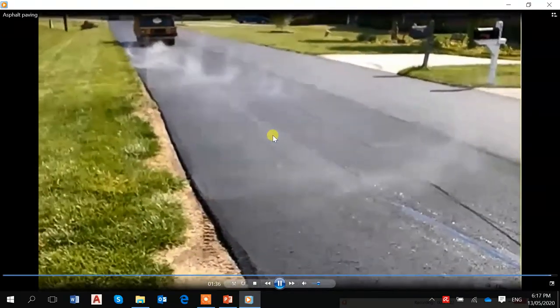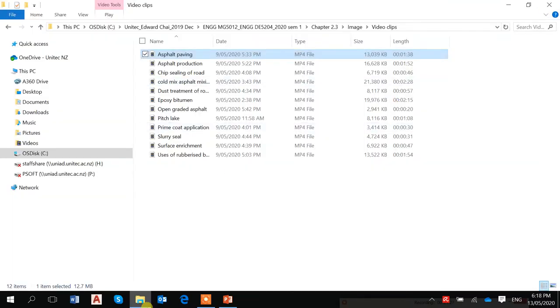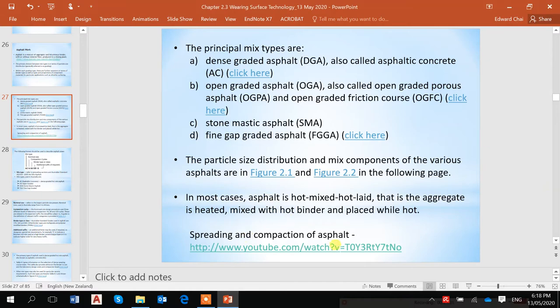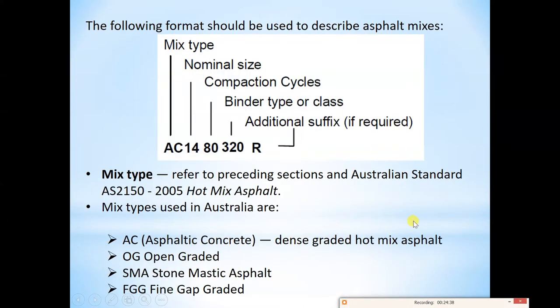Okay, so this is about the paving, the application of asphalt: the spreading of the asphalt, and then the compaction of asphalt.